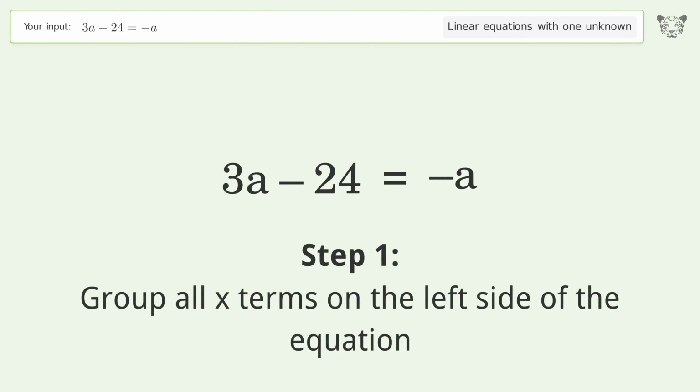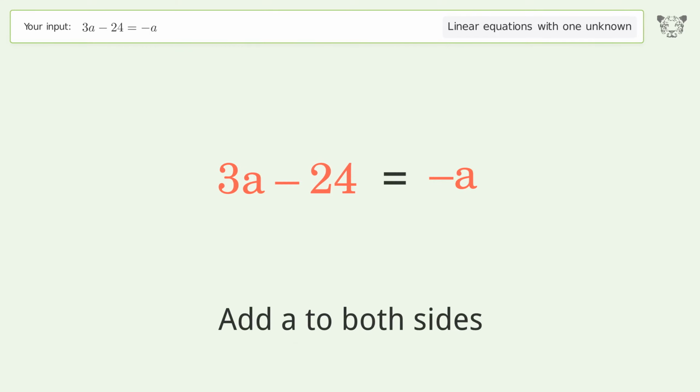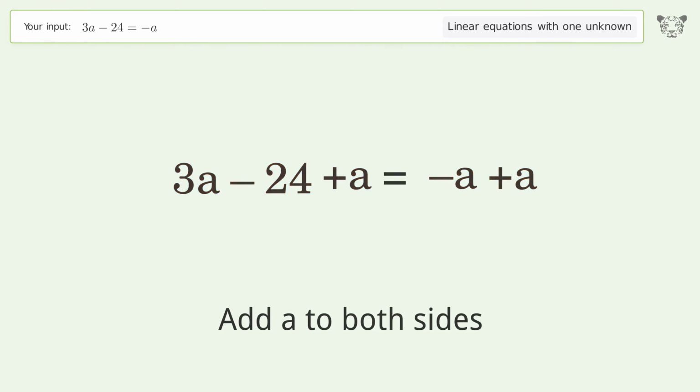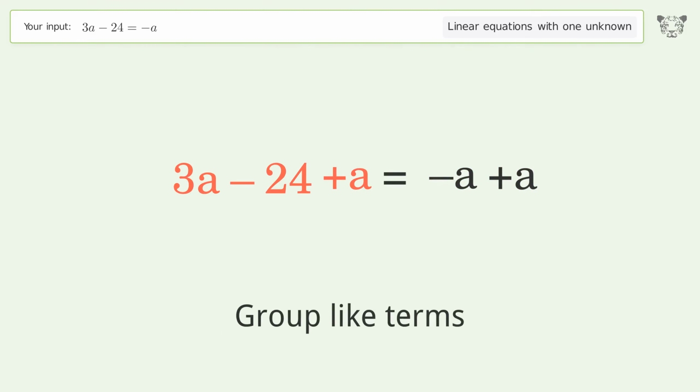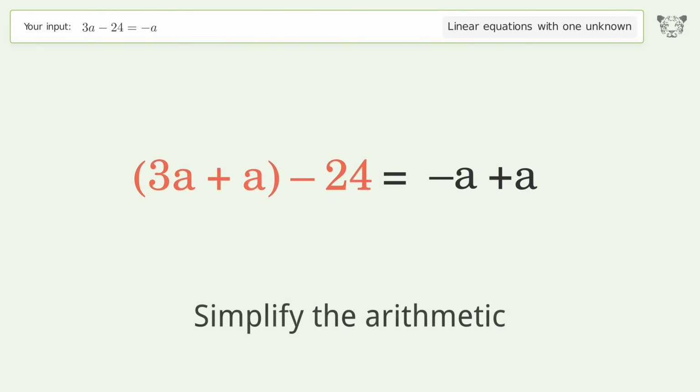Group all x terms on the left side of the equation. Add a to both sides. Group like terms. Simplify the arithmetic.